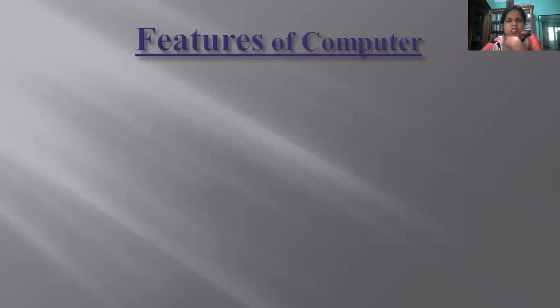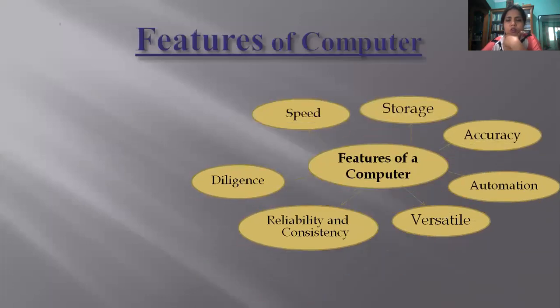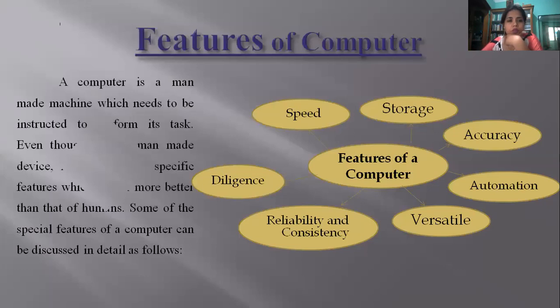Write down features of computer, and in this you have to list down all these features. Only listing. You don't need to write anything else, just list down: speed, storage, accuracy, automation, versatile, reliability and consistency, and diligence.